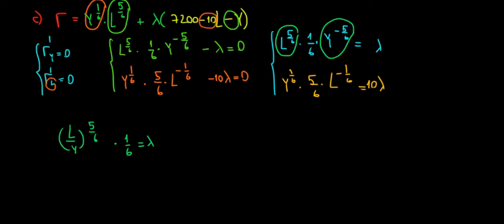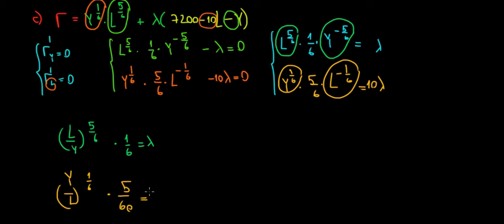And over here, we will do the same. y to the power of 1/6 times L to the power of negative 1/6. We could write it as y divided by L to the power of 1/6 times 5 divided by 6 divided by 10. So that's 5/60. That's going to be 5 divided by 60 equals lambda.